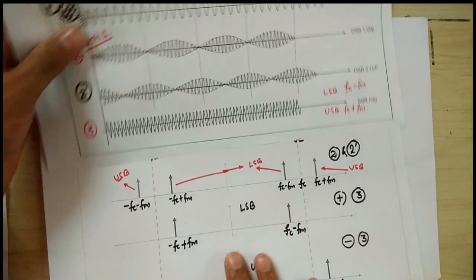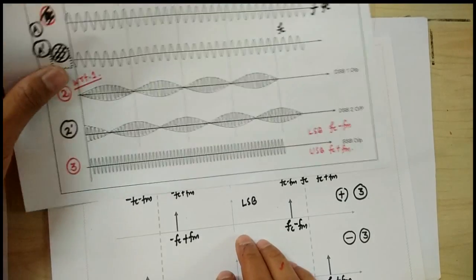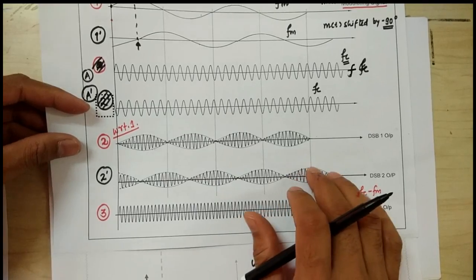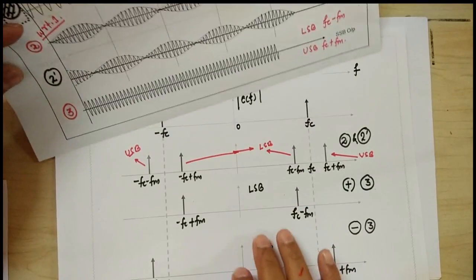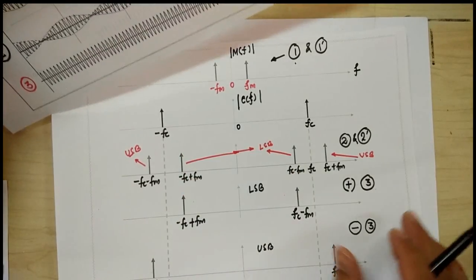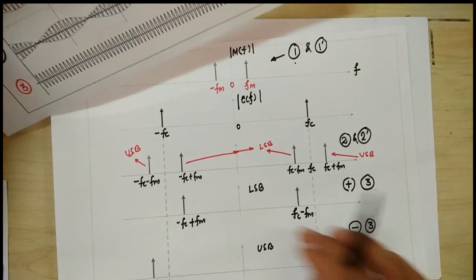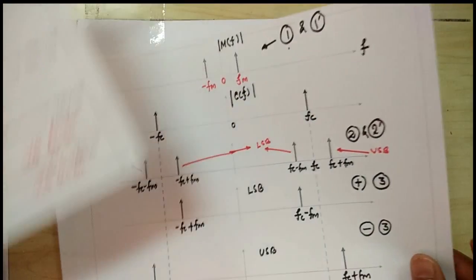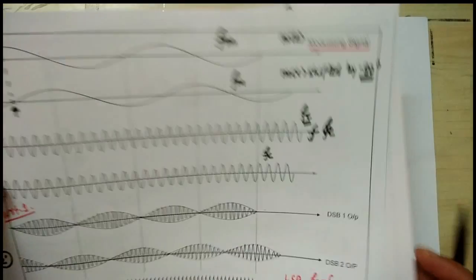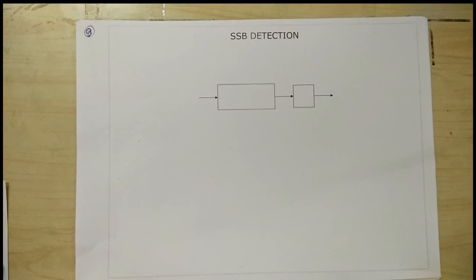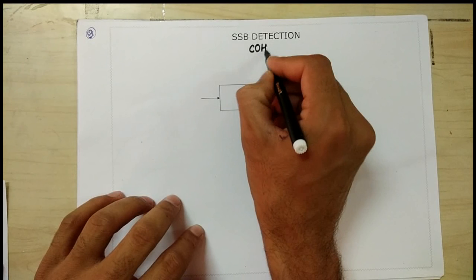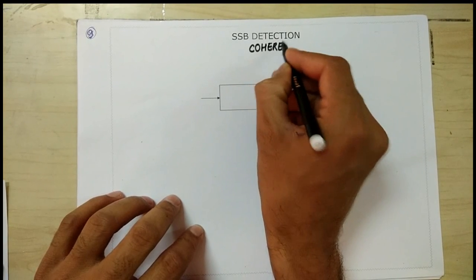So now you can see here, we have seen the waveforms at various points on the blocks of our kit and their frequency behavior, the frequency spectrum also we have seen, which we want to verify on the kit. So let us try to look at the SSB detection. The detection we are going to use here is coherent detection.